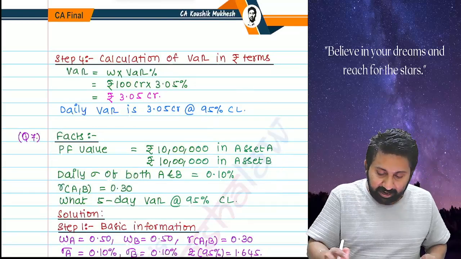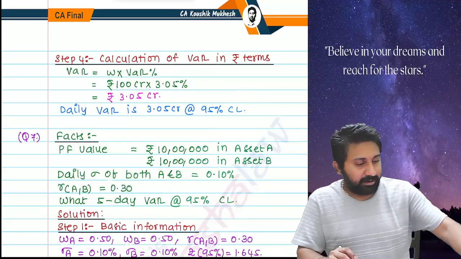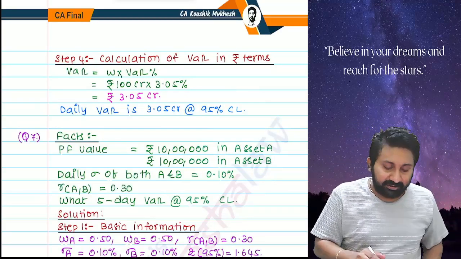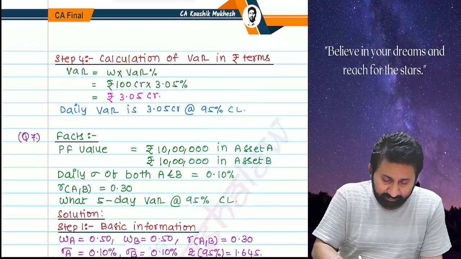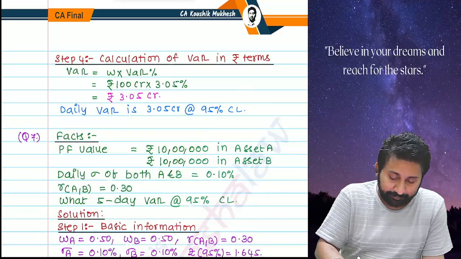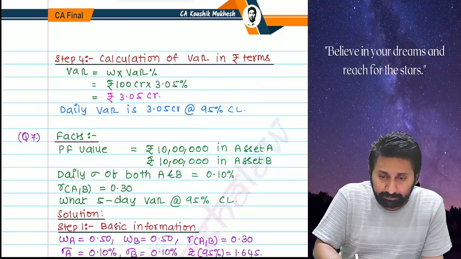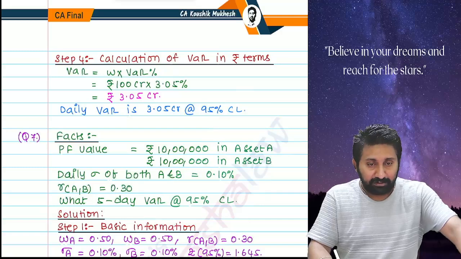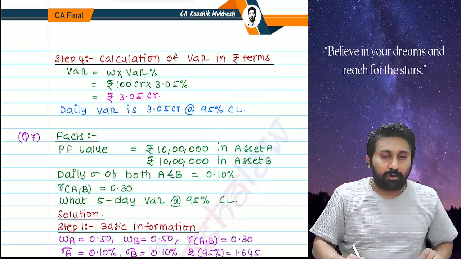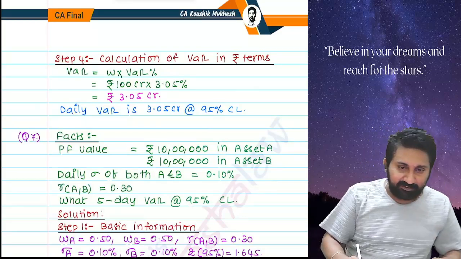I will do one thing. This I will directly show you and solve, so that within a short time we can complete. Point number 1. Let us see the facts of the case. The portfolio value is rupees 10 lakh invested in security A, another 10 lakh invested in security B. Daily standard deviation of both A and B is 0.1% each. Sigma A is 0.1, sigma B is also 0.1. Next, correlation 0.3, and calculate the 5-day VAR at 95% confidence level.